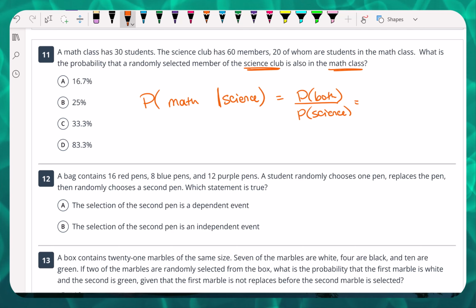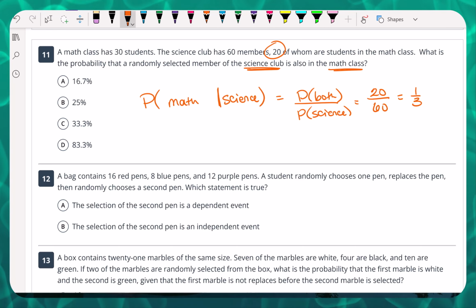So how many are in both? We have 20 that are in both science and in math class. How many are in the science club? We have exactly 60. So 20 out of 60 is going to reduce to 1/3, which changes to 0.33 or 33.3%.